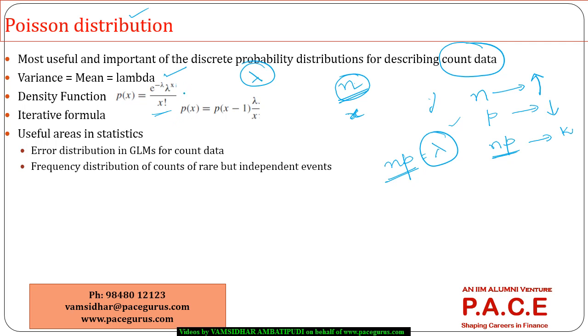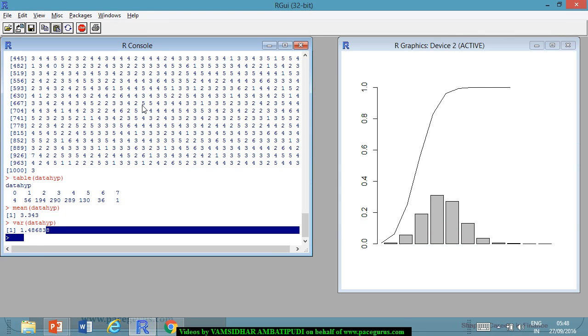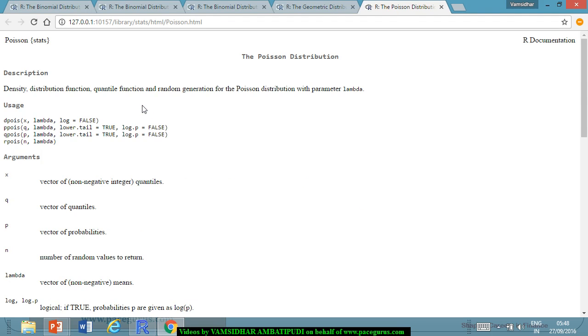So lambda is the mean number of successes, and based on that I'm trying to find out the probability of each number of successes. So we can very well use the same set of functions, right? If you want, you can use p-poise. When we are talking about p-poise, I have to give two inputs, x and lambda. X is the number of successes we are talking about, and lambda is the mean of success, the average success value.